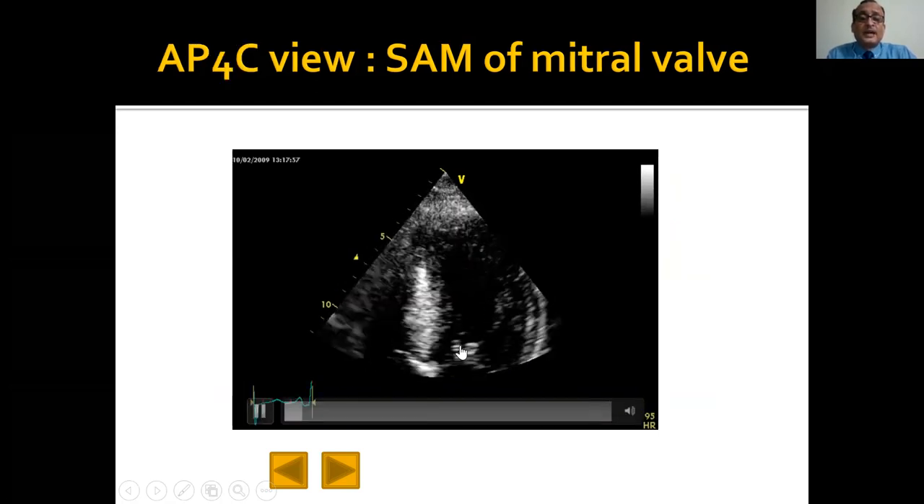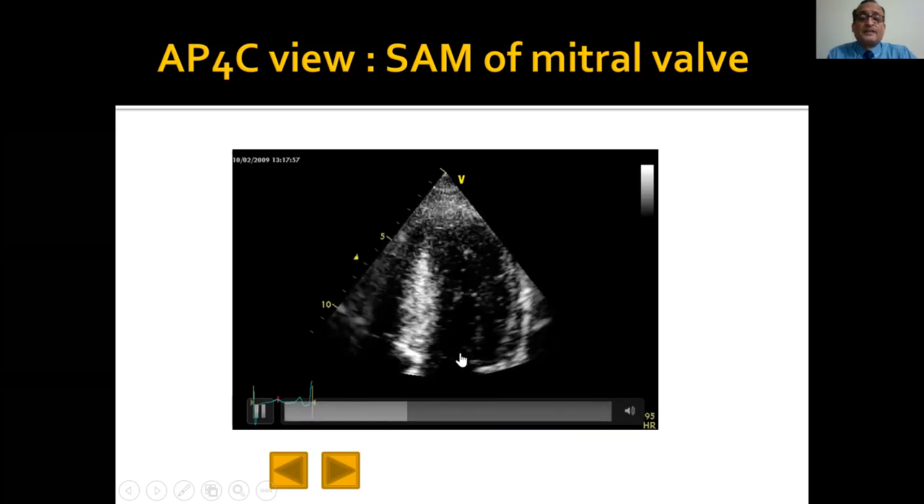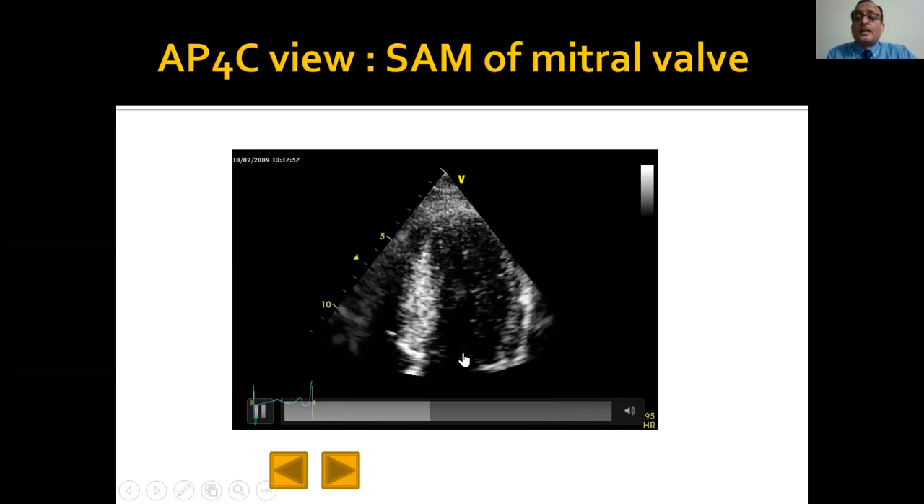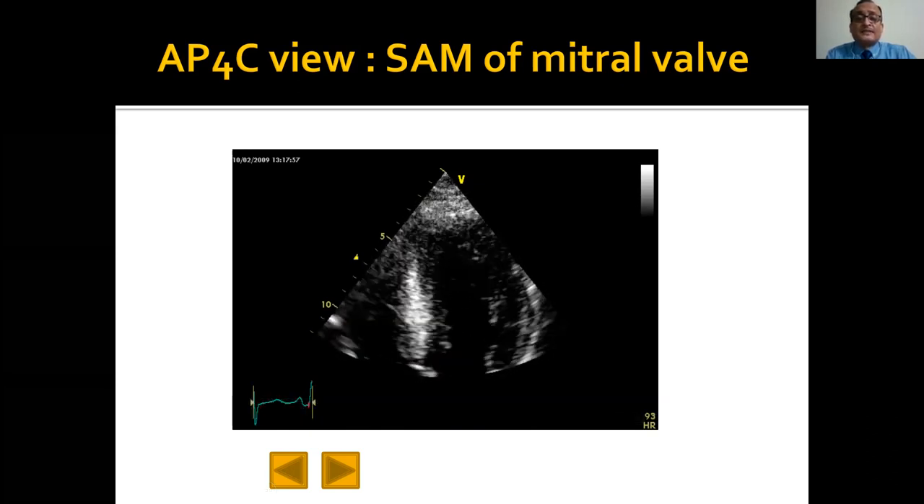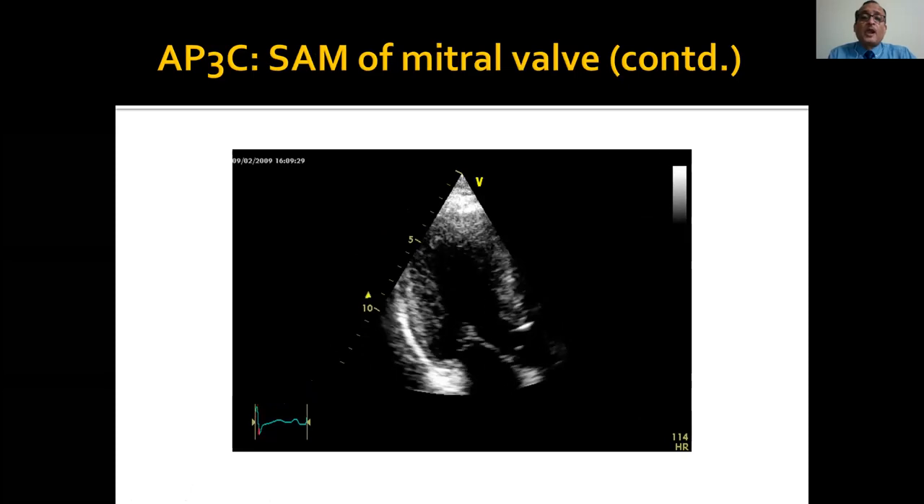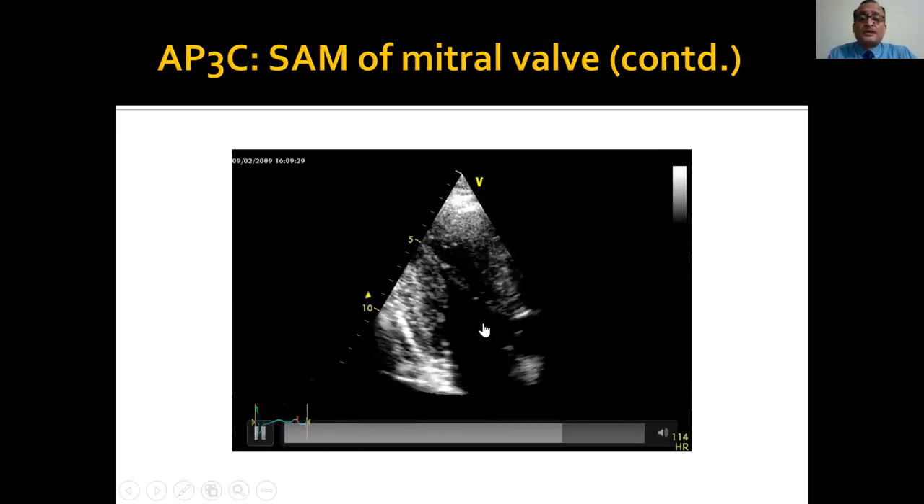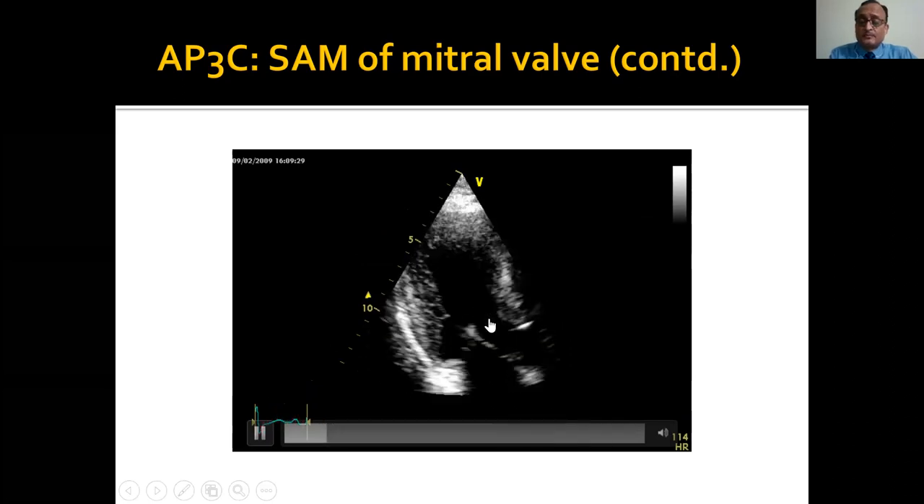Again, look at that. The mitral valve leaflets curve upwards and hit the septum. It's forming an appearance similar to the letter X in the English alphabet. Again, systolic anterior motion. Here, it is hitting the septum.